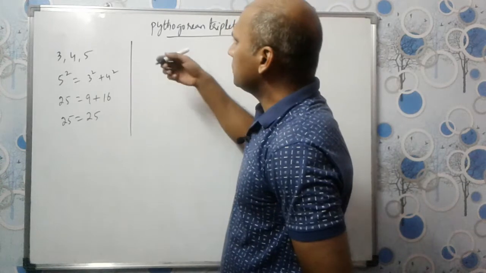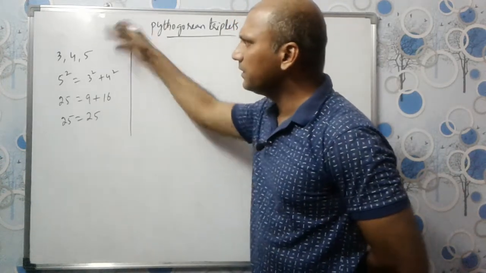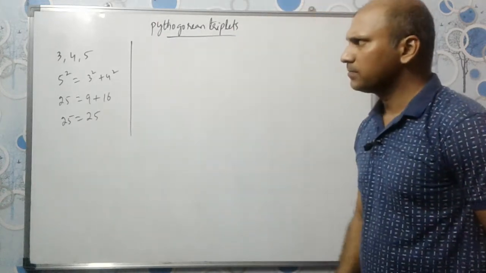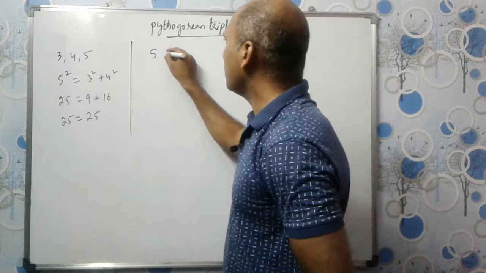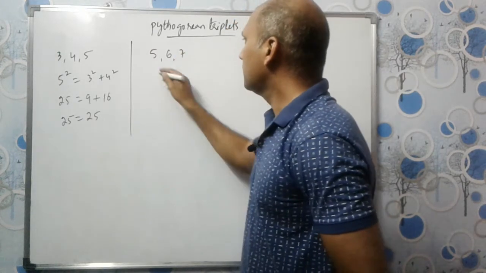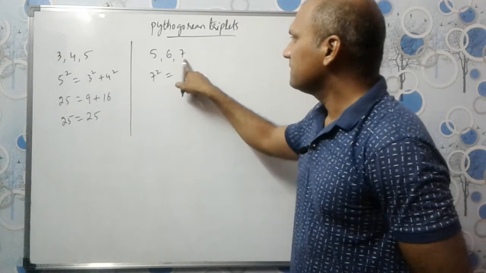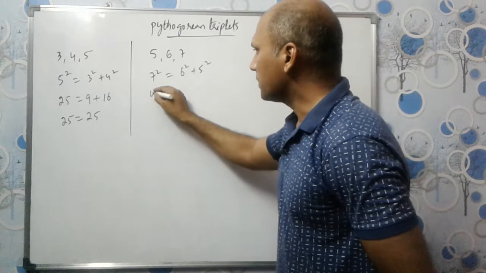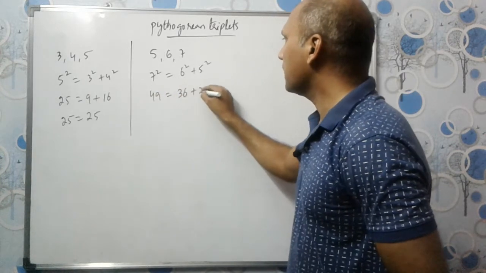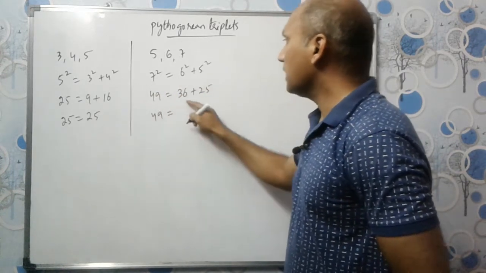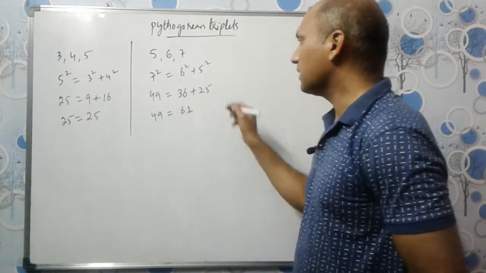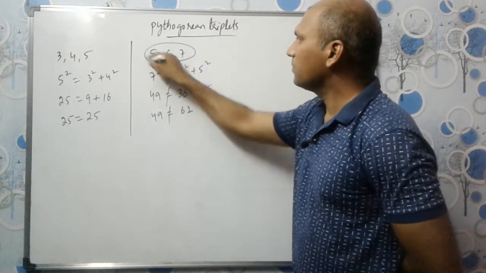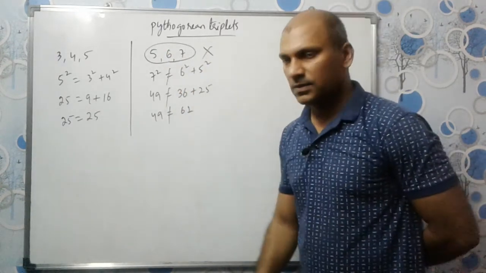Okay, so can we just write any 3 random numbers and say that those are Pythagorean triplets? Let us check 5, 6 and 7. So the longest side is 7. So 7 square, is it equal to 6 square plus 5 square or not? 7 square is 49, 6 square is 36 and 5 square is 25, which is 61. Are these equal? No, they are not equal. So these 5, 6, 7 are not Pythagorean triplets.